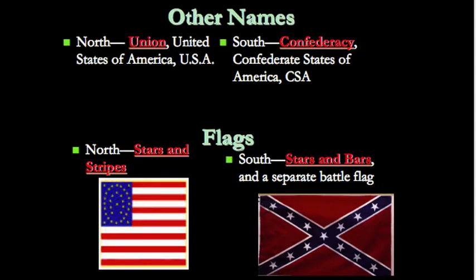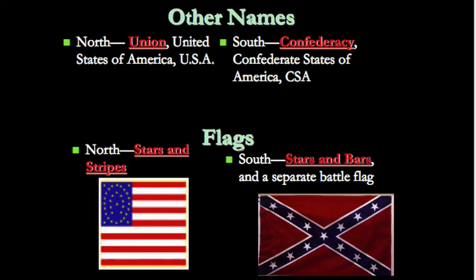All right, the things you need to know about for our contest that's about to begin in class are the names, other names that both sides were called. You should jot down the Union for the North is most often referred to as the United States, USA, and the Confederacy is the South. The Confederate States of America is the official name they chose, CSA being their initials.